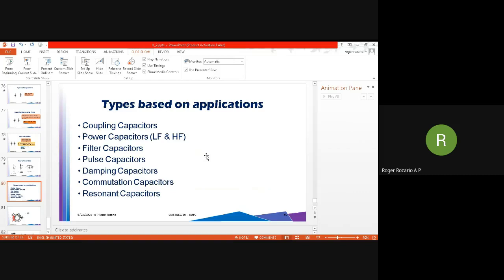So I hope all the concepts related to the capacitor are clear. If you don't have any doubts, I will wind up the class. Is it clear? If you have any doubts, tell me, otherwise we will wind up the class.